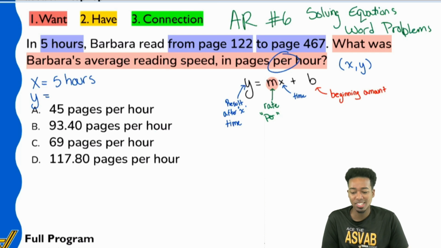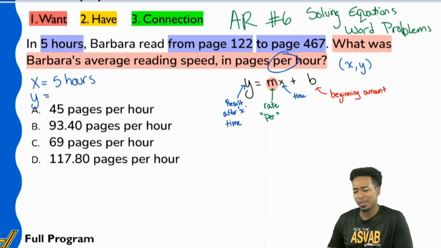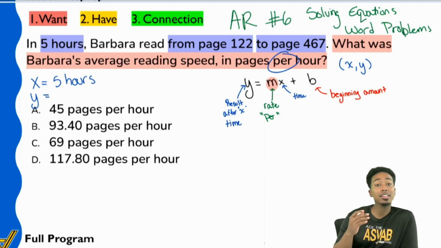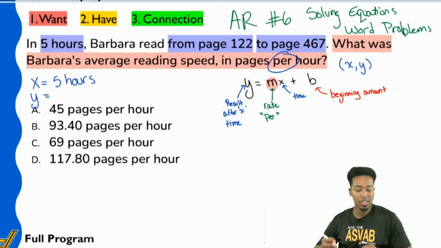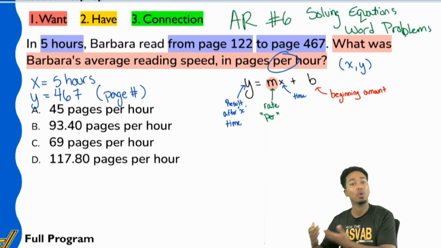Thank you for explicitly stating that. Why? It's because it's the ending amount. It's the end result. It's what we have as the result, what we have at the end. It's page 467. Yes or no before I continue? Does that make sense to everybody? Again, the X is the amount of time and Y is the result that you get after that amount of time. So here, that's going to be page 467. That's the page number that we get to. That's the end result after 5 hours.